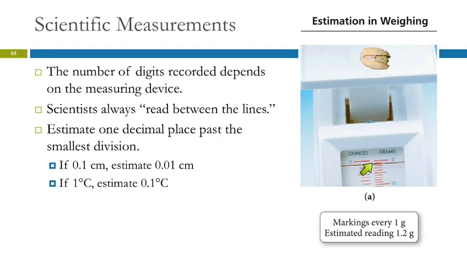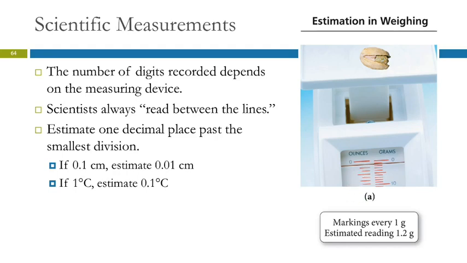But instead of just calling that 1 gram, we can estimate between them, even though those lines are really close together. Are we always going to be right? Are we going to agree? No. There's uncertainty there, but we can still get information.